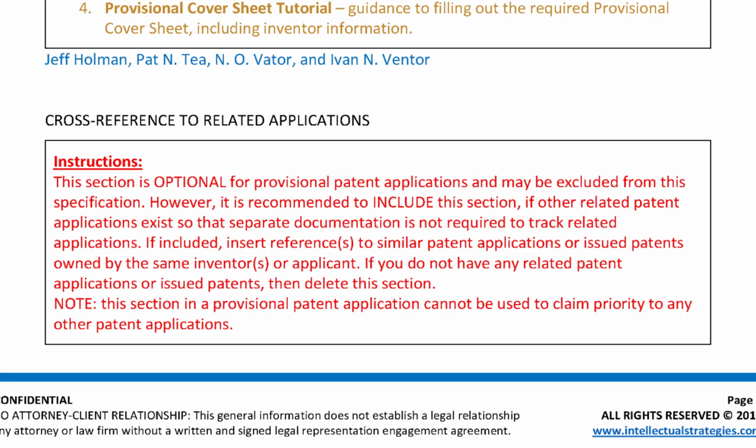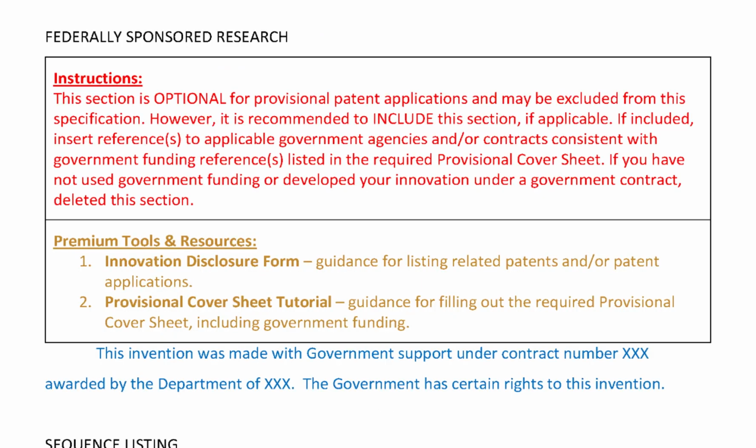Again, if this is your first application, you won't have any others. You don't want to reference somebody else's patents or patent applications in this section. It would only be a reference to your own patent or patent application. So if you don't have any of those, just omit this whole section. The next one is whether or not you have federally sponsored research. If you're not accepting grant money and developing technology based on that grant money from the federal government, then you should just exclude this section also.